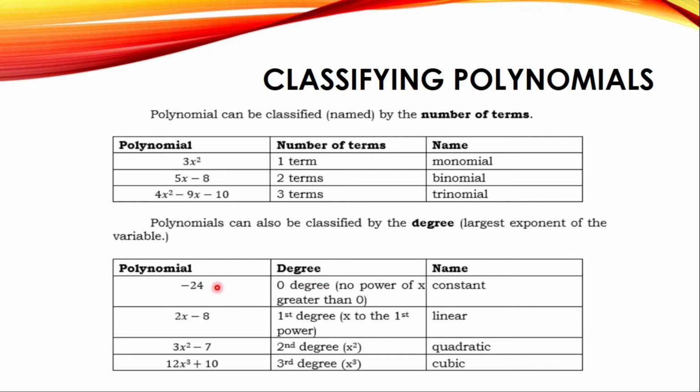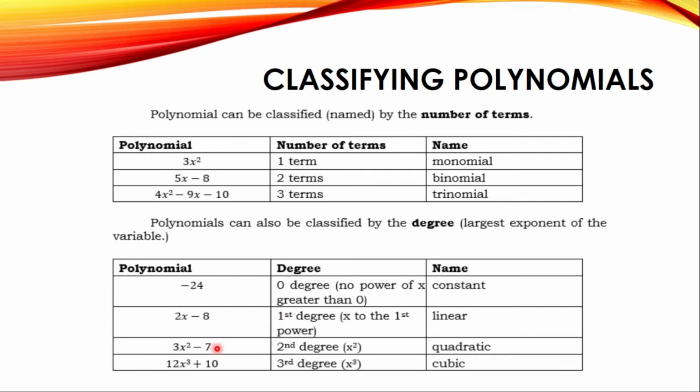For example, this one, negative 24. Negative 24 does not have a variable, so it is 0 degree, which means negative 24 is a constant. 2x minus 8. Well, we have a variable there which is x, and we all know that if a number does not have an exponent written, it is automatically 1. So it is a linear polynomial.